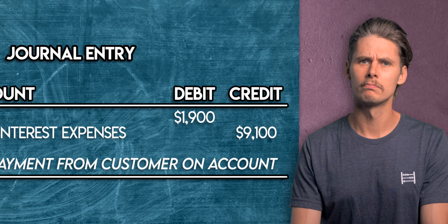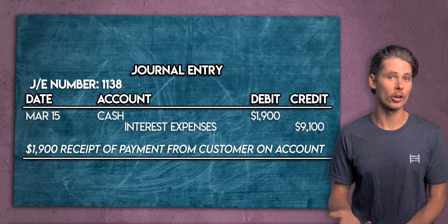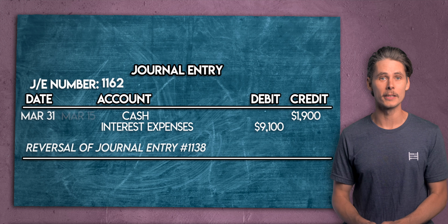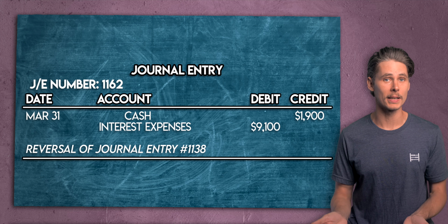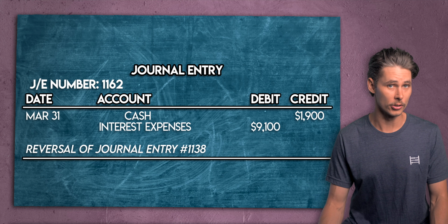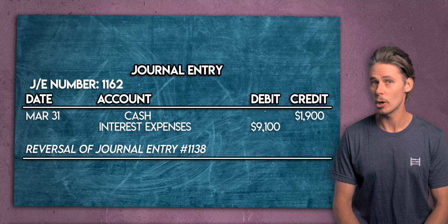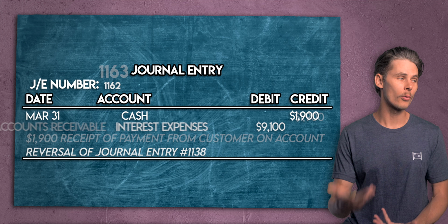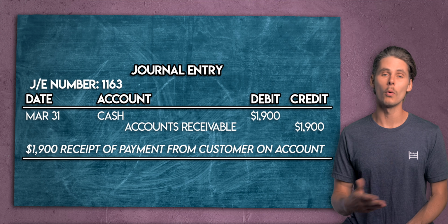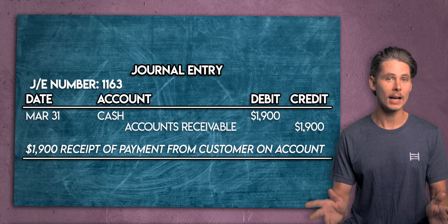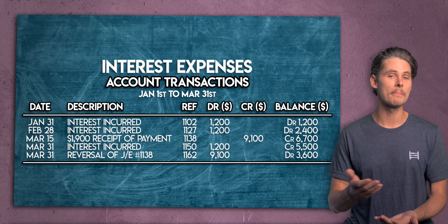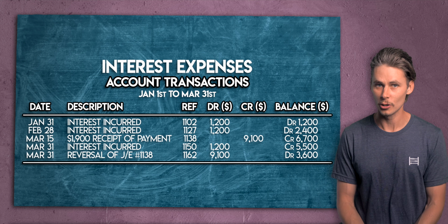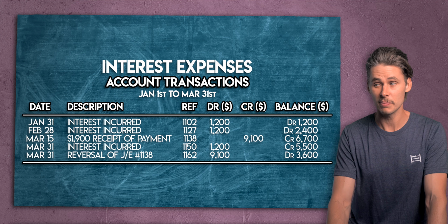First, we need to reverse the incorrect journal entry by posting the exact opposite. So we credit cash by $1,900 and debit interest expenses by $9,100. This removes the incorrect posting. Next, we need to record the correct journal entry. We debit cash by $1,900 and credit accounts receivable by $1,900. If we go back to our interest expenses account, we now see a debit balance of $3,600, which is what we'd expect for an expense account.